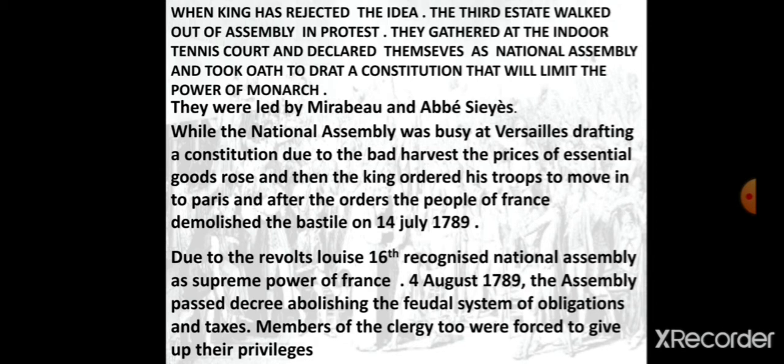On 4th August 1789, the Assembly passed a decree abolishing the feudal system of obligations and taxes. All the other taxes, all the other feudal dues, the church tax, everything was abolished. And now the members of the clergy were also forced to give up their privileges. They were collecting taxes, and they had to give that up, and they had to give up all the lands that the Church had acquired over so many years.